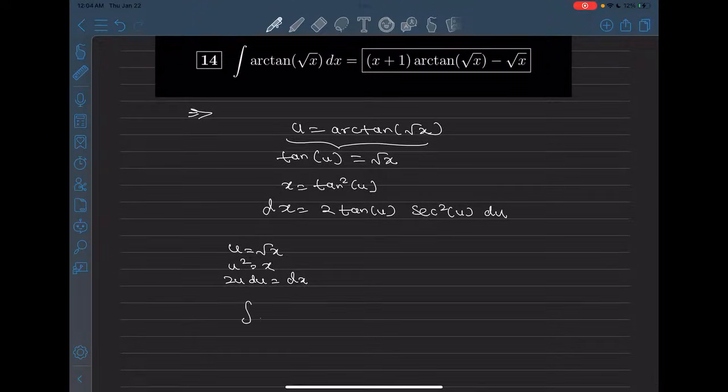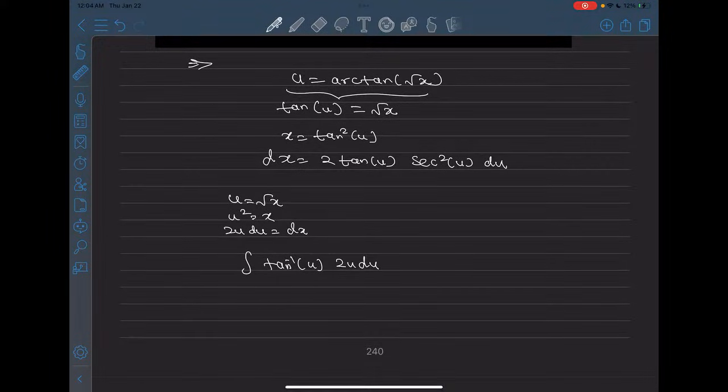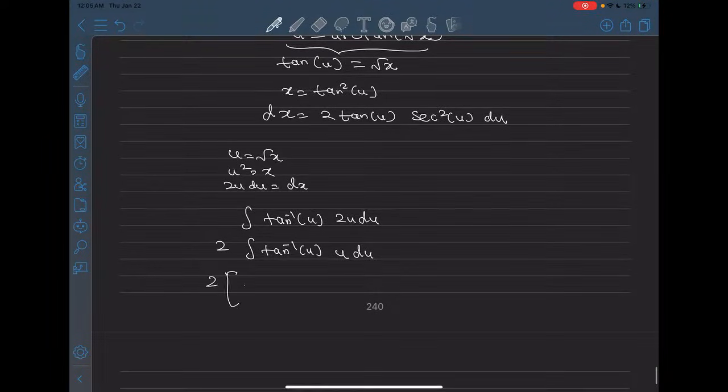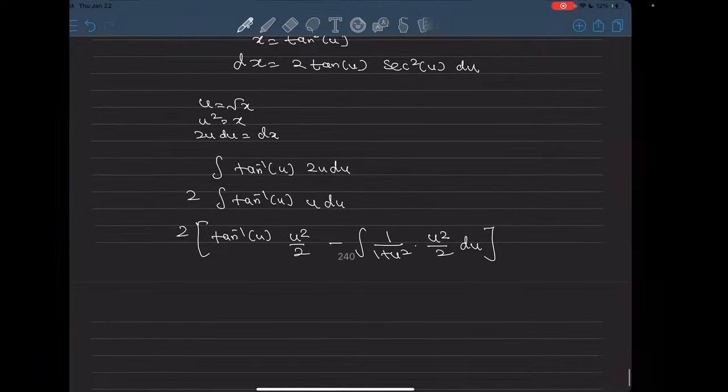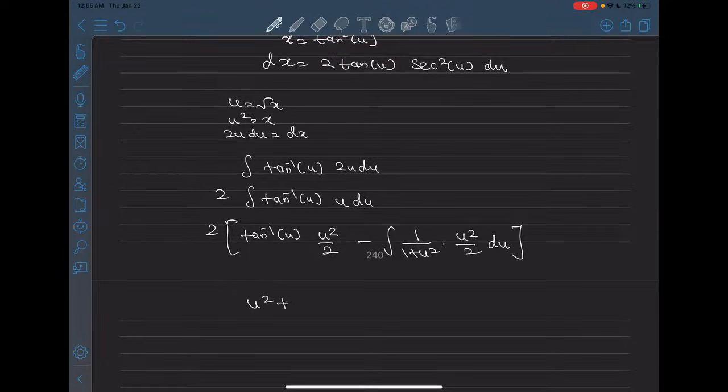Okay, and so this is tan inverse of u, and then dx is 2u du, right? So this is 2 times tan inverse u with u du. Now this will be tan inverse u, and the integral of u is u squared by 2, minus the integral of its derivative, which is 1 over 1 plus u squared, by 2. Yeah, it works well now.